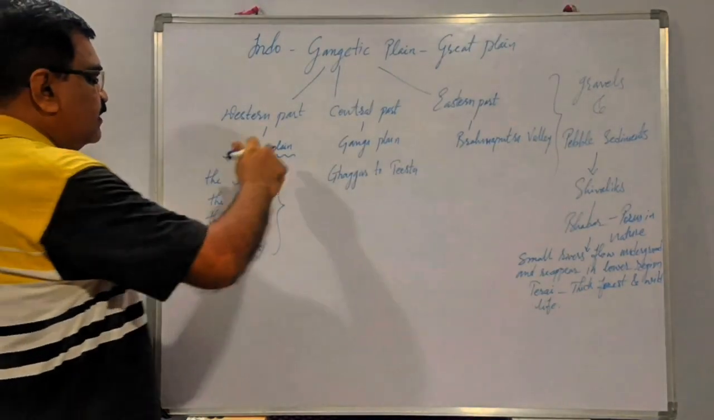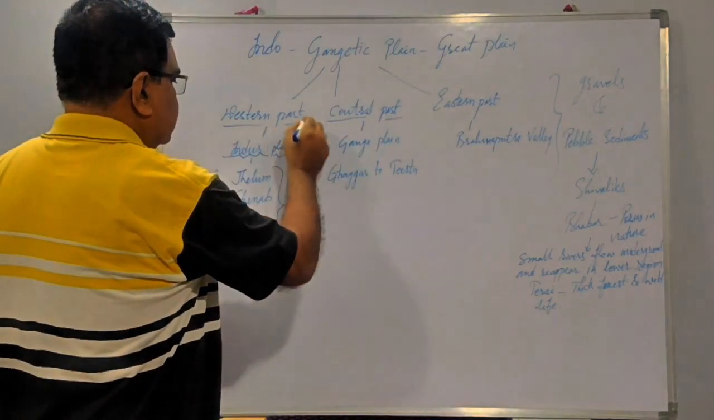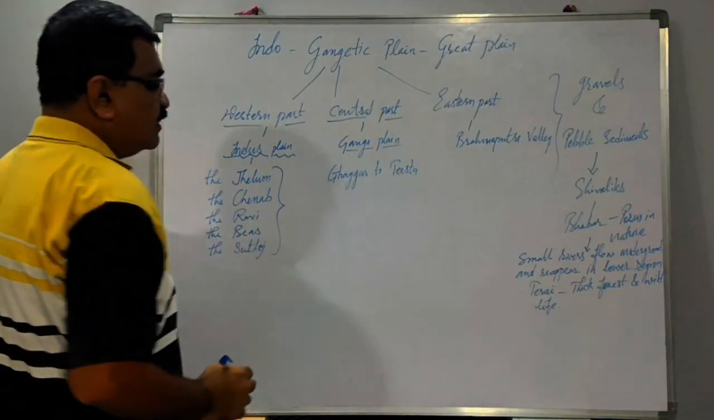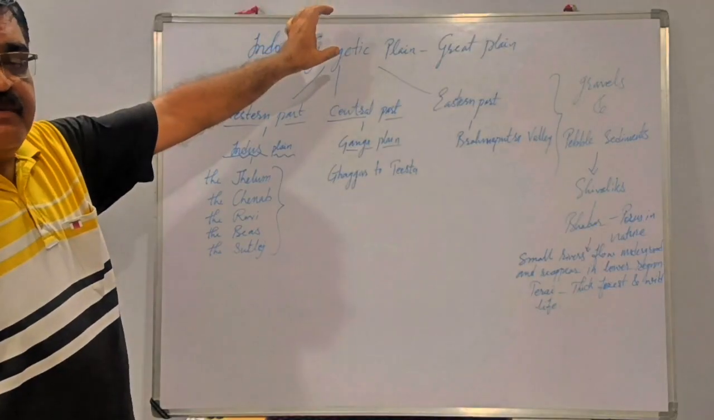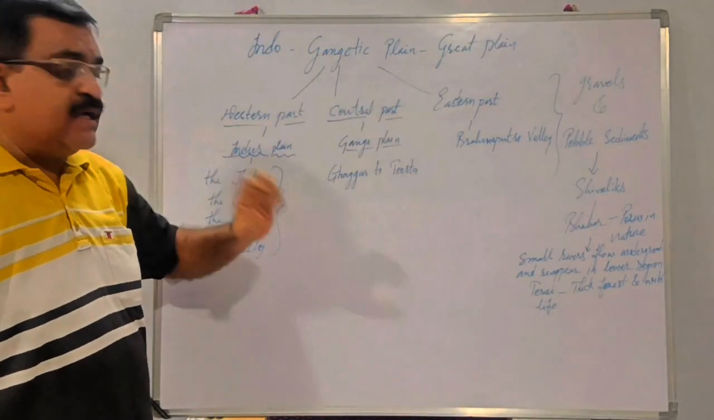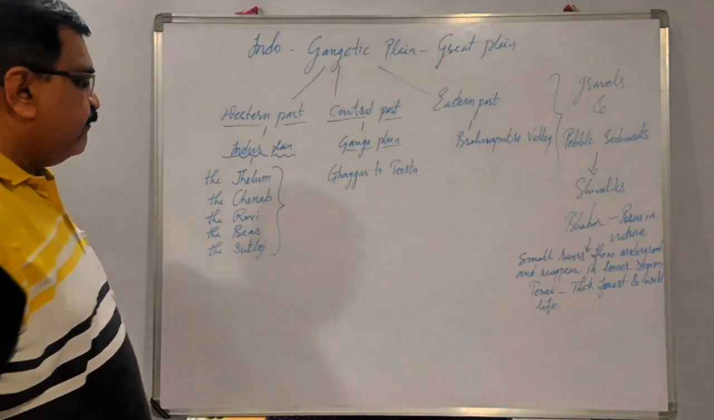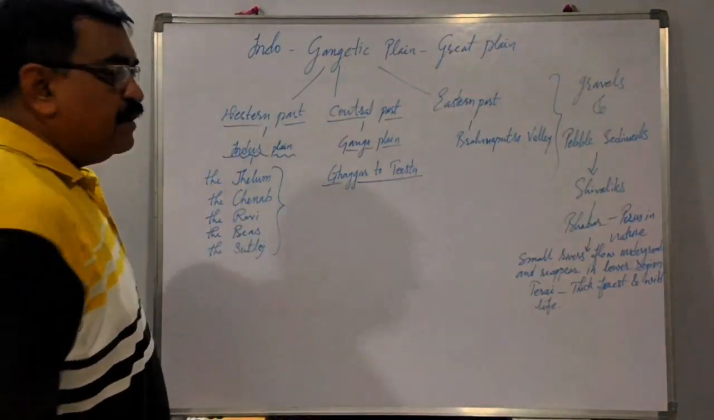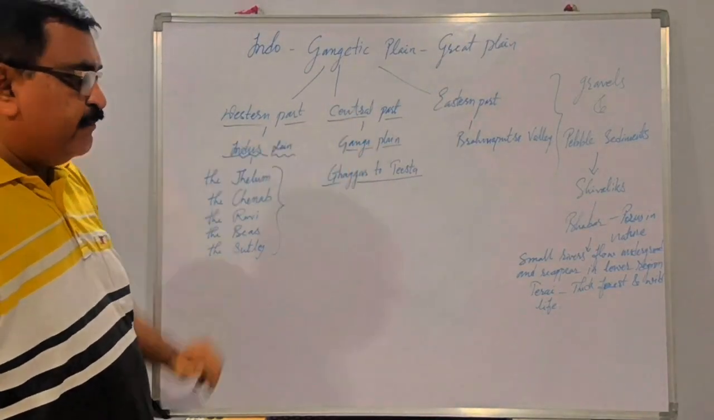The second part of the Indo-Gangetic Plain is known as the central part. The central part is composed of the Ganga Plain, the river Ganga, which rises from the Himalayas, from the Alaknanda glacier and from the Bhagirathi glacier. That river flows through the central part of the Indo-Gangetic Plain, and the plain stretches from the river Gaggar to Tista. River Gaggar to Tista comprises the Ganga Plain.